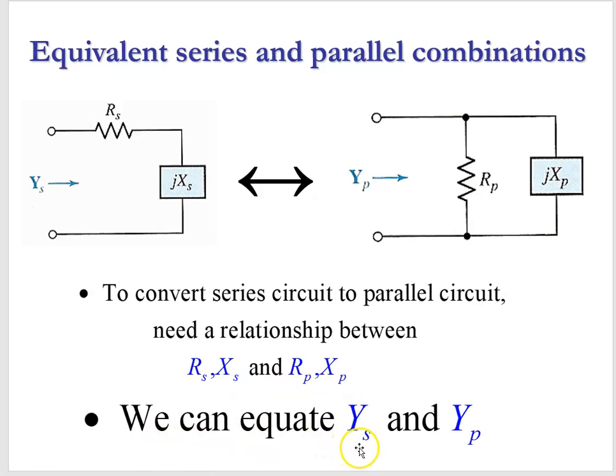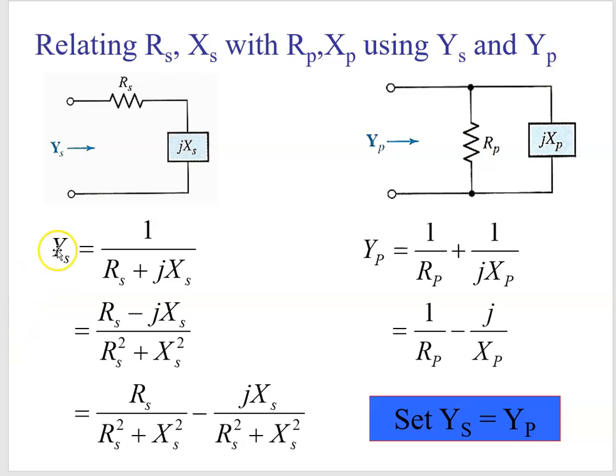So just like we did in the last video, we'll equate the admittance. We could equate admittance or impedance. It's easier to find the impedance of series branches, easier to find admittance of parallel branches, but we'll look at equating the admittance. So if we look at the admittance of the series branch, we've got 1 over Rs plus jXs. We need to get a real denominator here, so we'll multiply the numerator and denominator by the complex conjugate, and we end up with a real part of Rs over Rs squared plus Xs squared, and an imaginary part of negative Xs over Rs squared plus Xs squared.